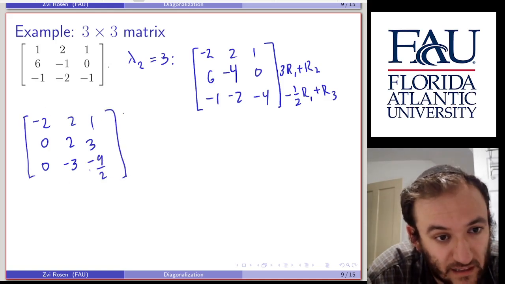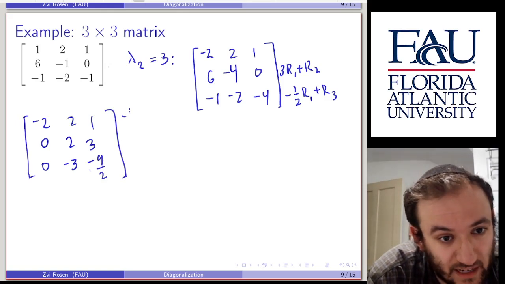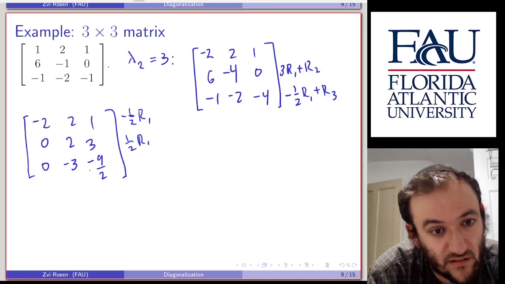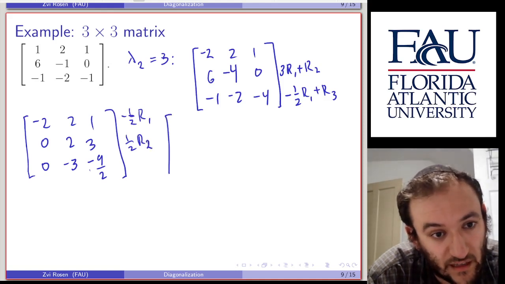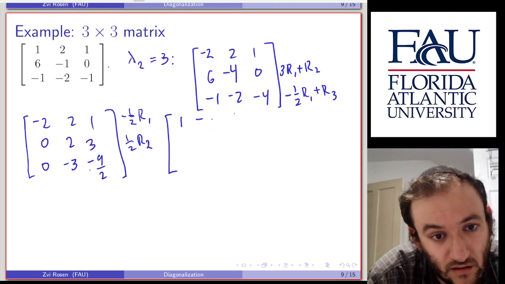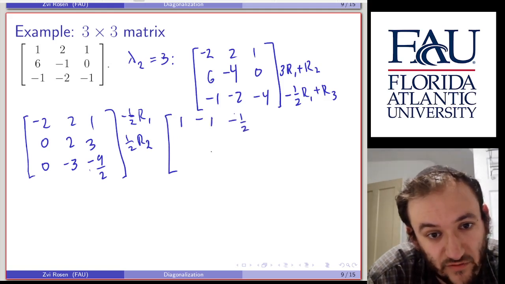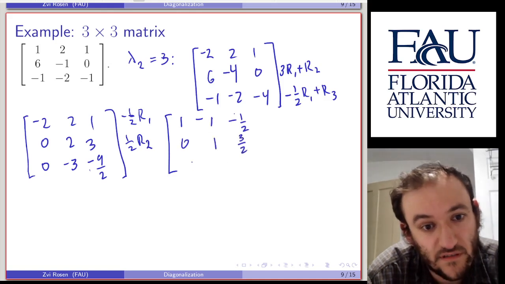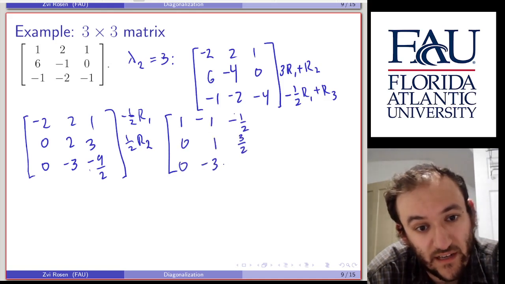Okay, and let's scale this by minus a half, and we'll scale this by positive a half, and get minus 1, 1, minus, sorry, this should be positive 1, minus 1, minus 1 half, 0, 1, and 3 halves, and 0, minus 3, and minus 9 halves.